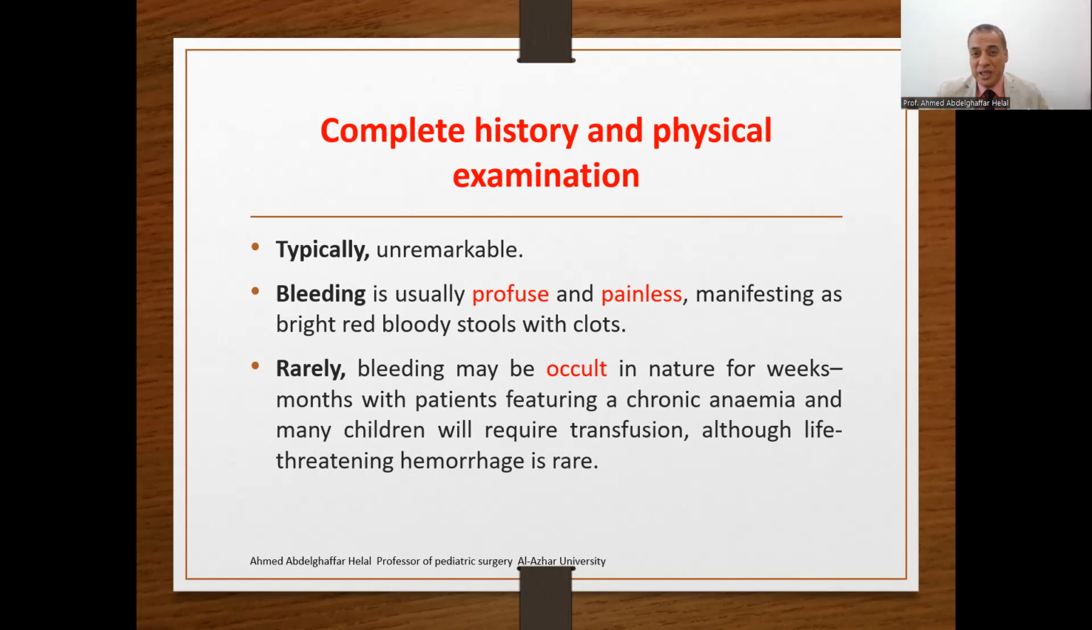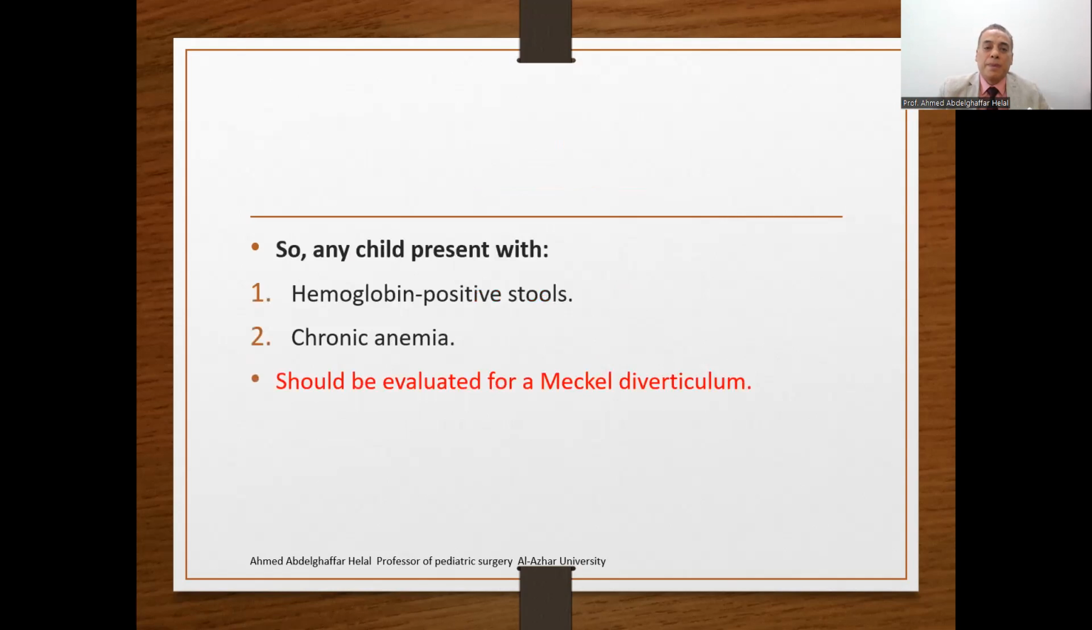Chronic and intermittent bleeding may be reported, and the child in such cases presents with chronic anemia, and many children are reported to have repeated transfusion. So any child presenting with hemoglobin-positive stool by stool analysis with chronic anemia should be evaluated for Meckel diverticulum. So it's very important to put Meckel diverticulum in the differential diagnosis of lower gastrointestinal bleeding in children.